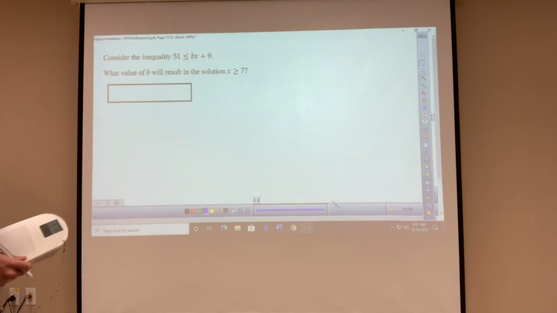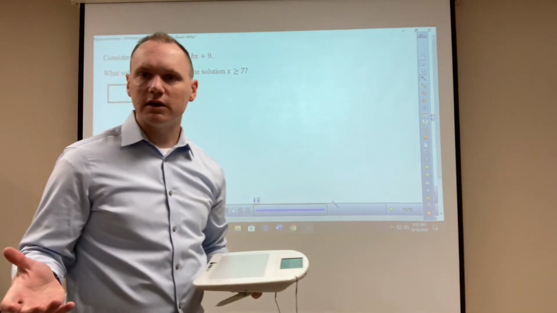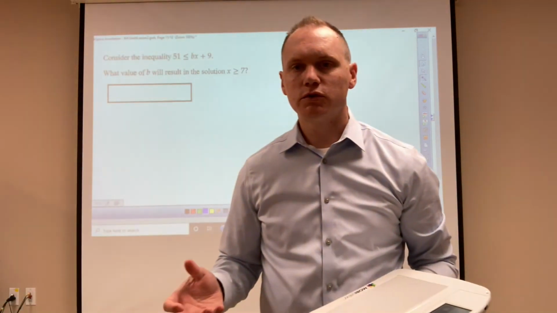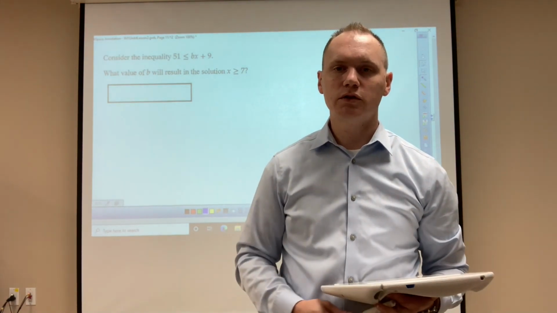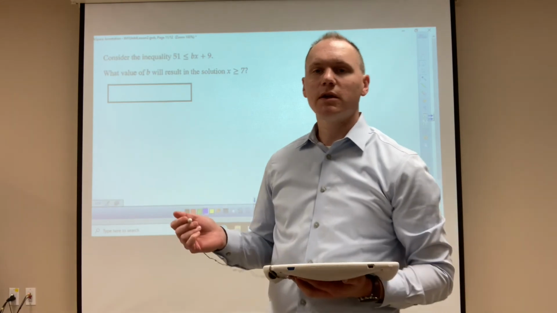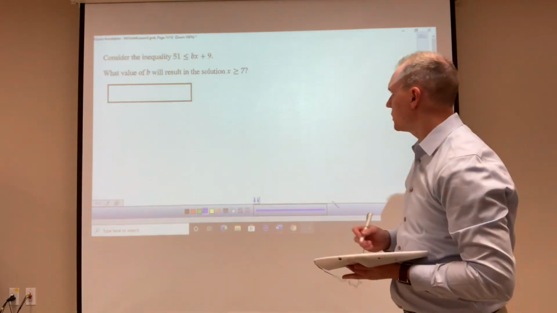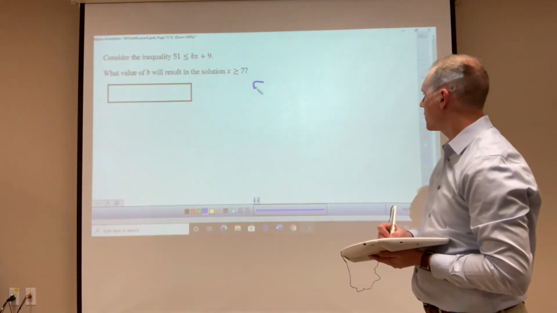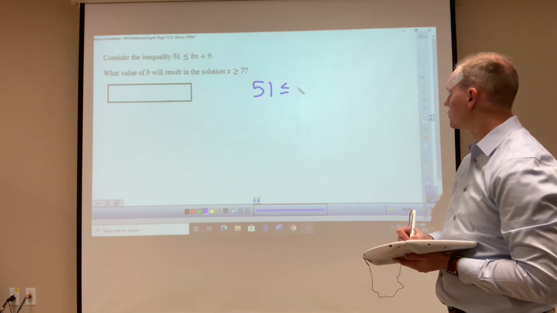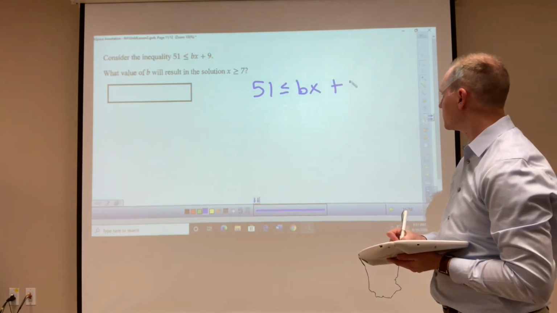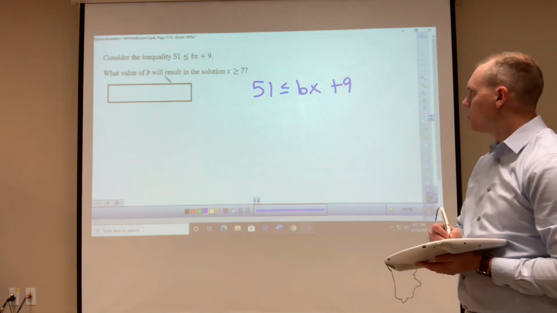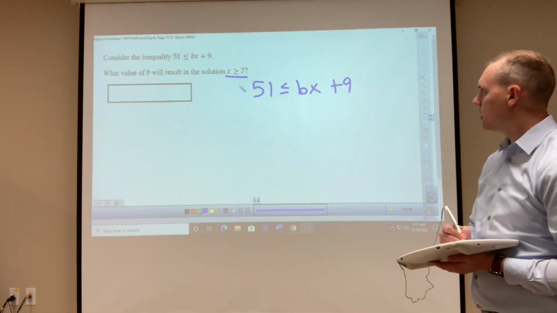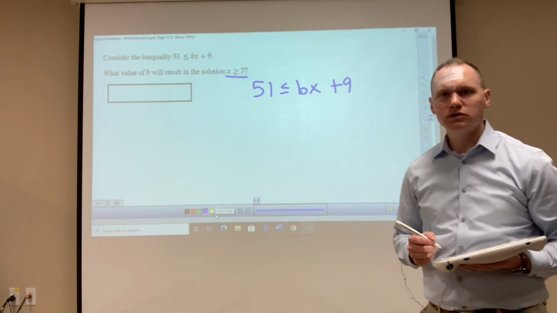All right, as we did in our last video, one of the last examples we looked at was solving a linear equation with coefficients represented by letters. We're going to do the same thing here, but with an inequality. So in this case, we have the inequality 51 less than or equal to bx plus 9, and it says, for what value of b will result in the solution of x is greater than or equal to 7?